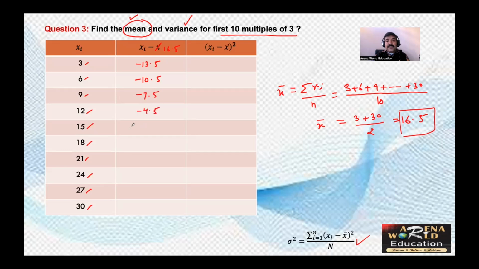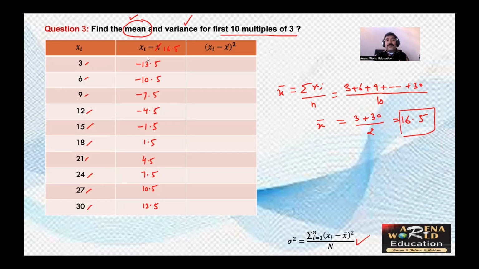4.5. Then 15 minus 16.5 will be minus 1.5. Then 18 minus 16.5 will be positive 1.5. Then 21 minus 16.5 will be 4.5. Now it will follow the previous pattern. After 4.5, it will be 7.5, then 10.5, and the last is 13.5. So you can see the pattern, right? Now we will find the square of these deviations from the mean, right?